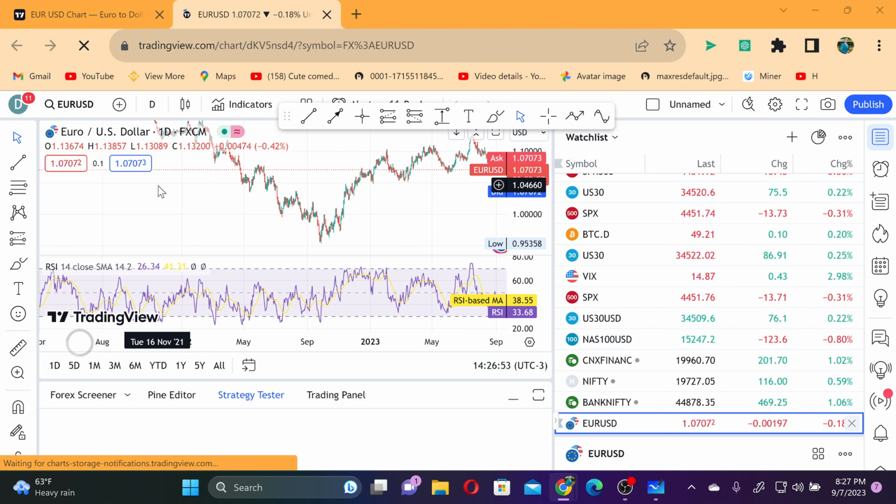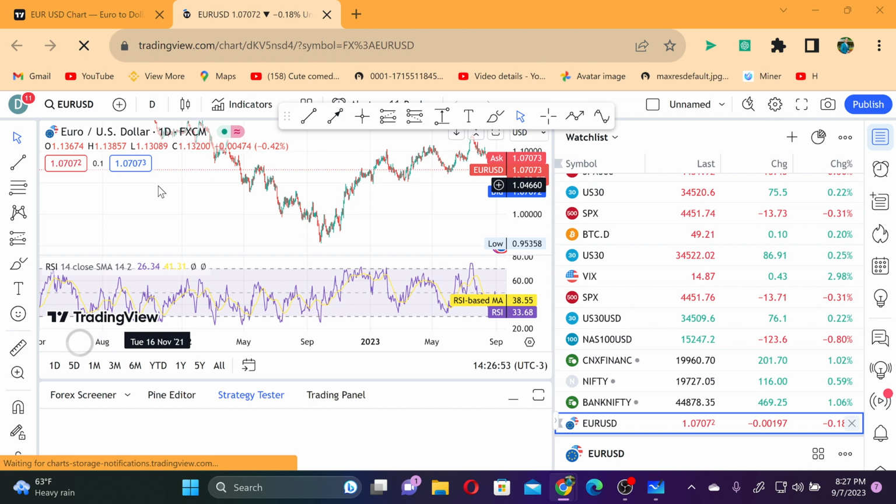Remember, there are so many indicators. Assume that was just one. There is what we call the moving average. This is the moving average. Let's talk about the moving average. That is number 2, we are moving to this one.